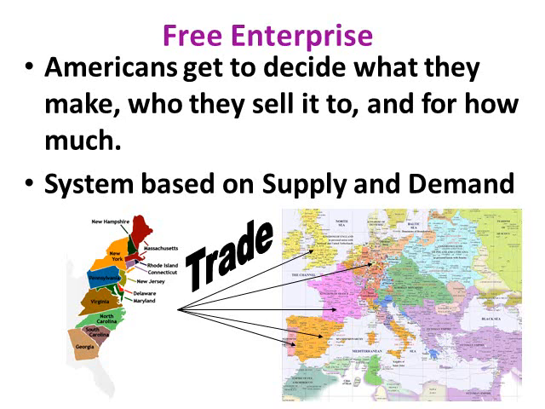Now, this free enterprise system is based on something called supply and demand. If you make something that a lot of people demand, then you have to start creating lots of it and get a lot of supply of it. So it's based on supply and demand, but the free enterprise system means you get to choose what you make, who you sell it to, and how much you sell it for.